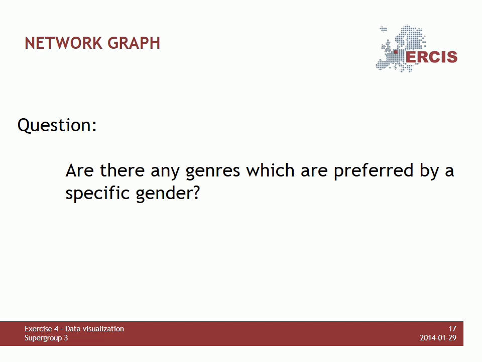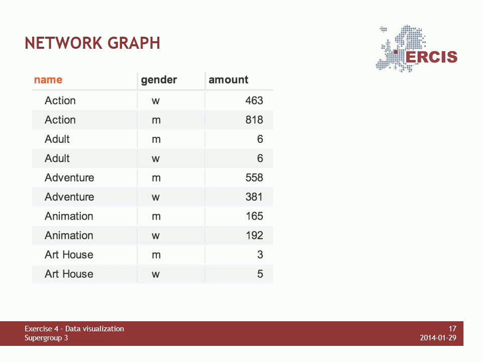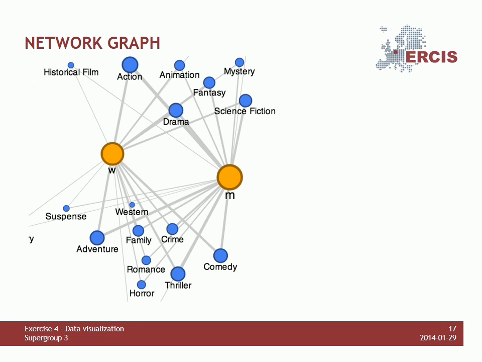Let's examine one last question we'd like to answer using Google Fusion Tables. Are there any genres which are preferred by a specific gender? The gender distribution for each movie genre is a valuable indicator for our business, as it empowers us to create gender-related advertisements and suggestions. We'll spare you the details of the creation process for this network graph, since it wouldn't differ that much from the previous examples.